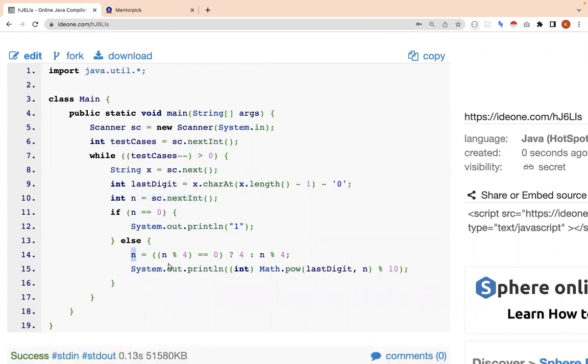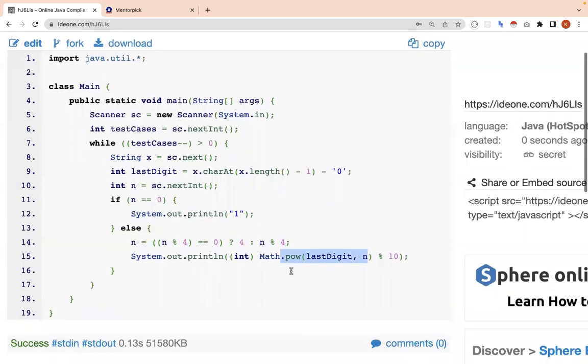Else, we are modifying n and bringing n down to any number from 1 to 4. Finally, we are just finding last digit power n. Last digit is nothing but the last digit of x, and n is a small number, so we can easily use the power function, or we can use a for loop to iterate n times and keep multiplying the last digit, and then do modulo 10, and that will be our answer.